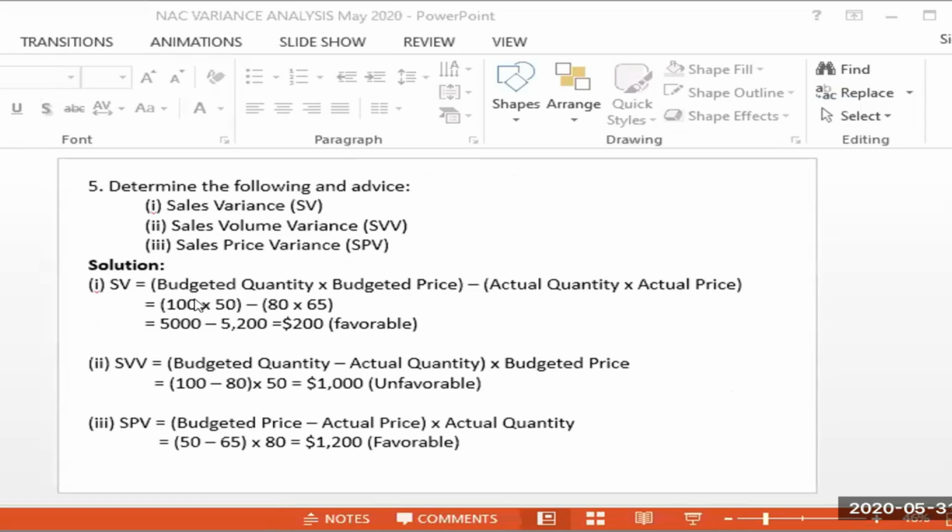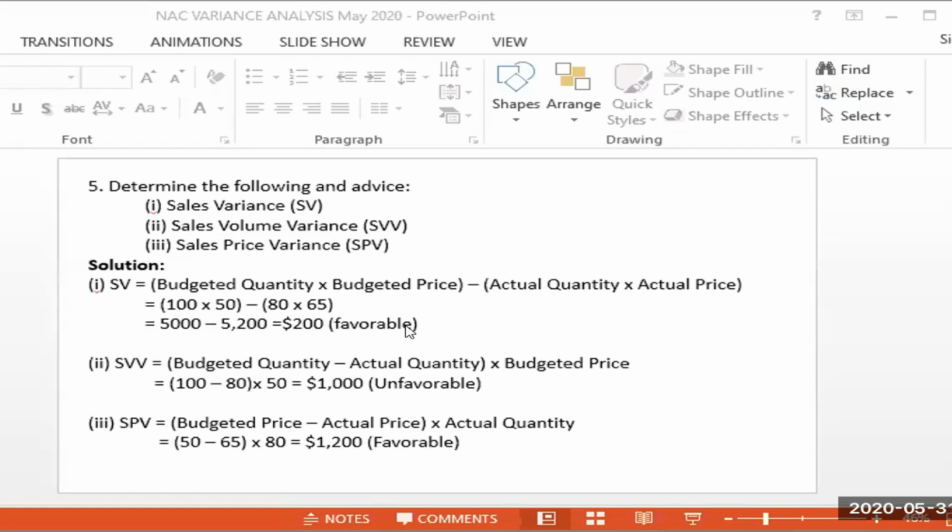So that is what we are using here. The 100, which is standard, times 50, which is the standard price, all right, minus actual quantity is 80. We realized 80%, so our actual output is 80 times the actual price was 65. From the table, we saw that. So when you work out this, you get 5,000 minus 5,200. So this one is 200. The difference is 200, and it's negative. You can see 5,000 is less than 5,200. So the 200 is negative, and that's why we are saying it's favorable to the organization.